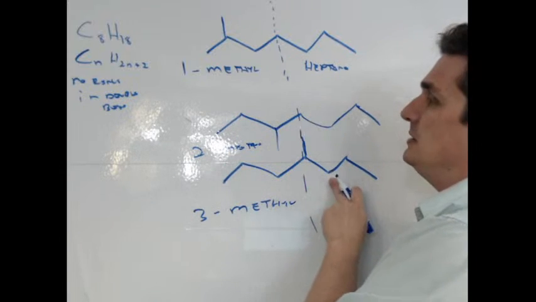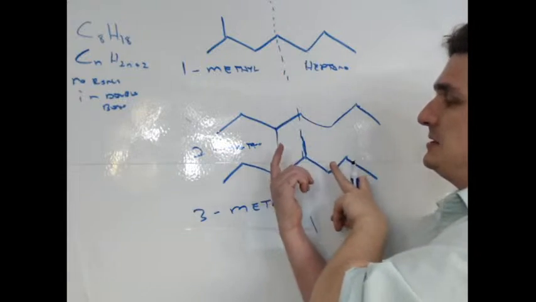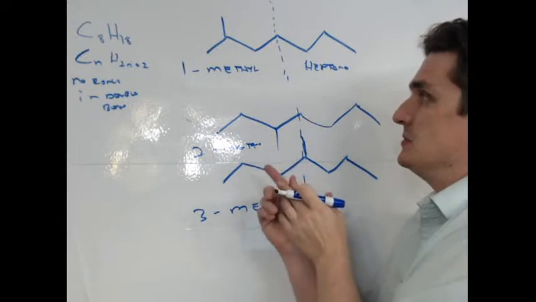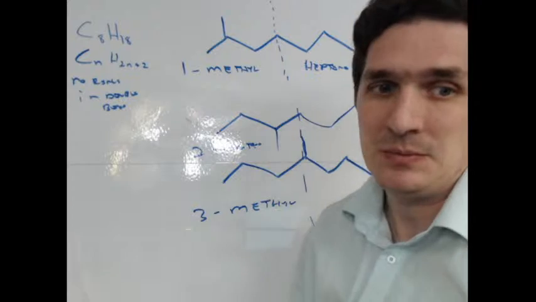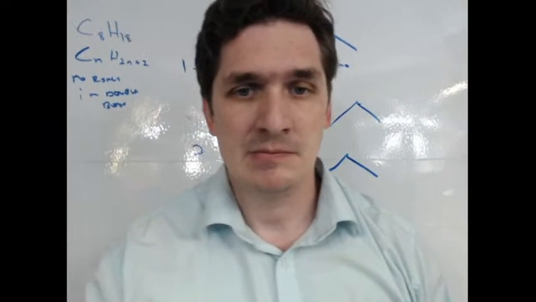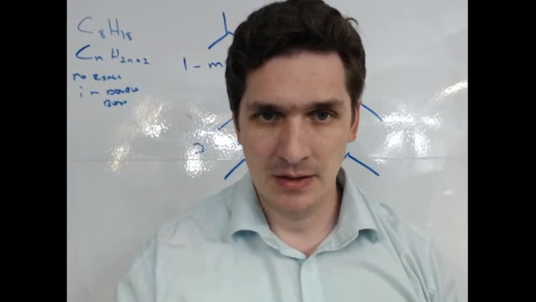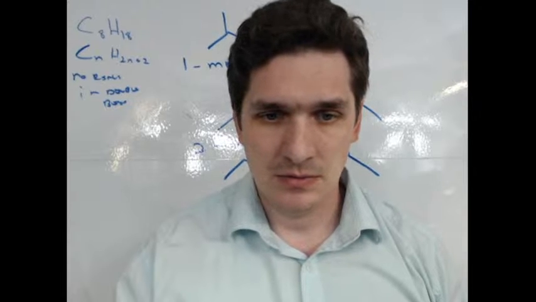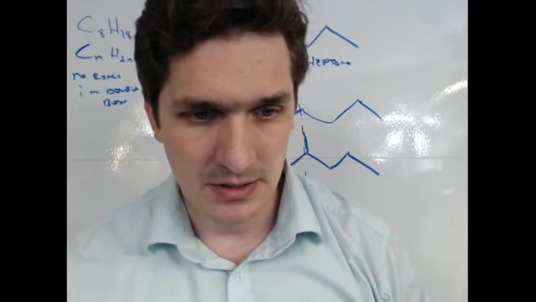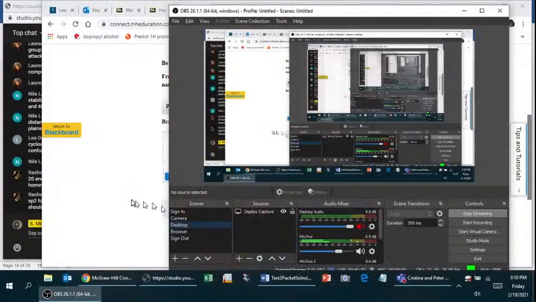Now, if we put one here, the reason I'm drawing this line down the center, we can just rotate it around and get back to this one. So that's why you only have 3 unique positions. So, just so you can see it on your end, let me switch to the desktop.